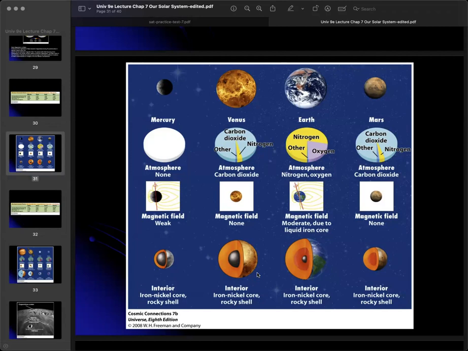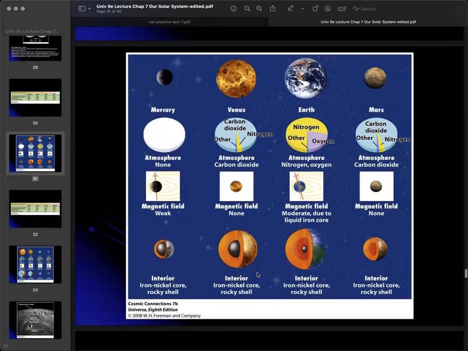What is interesting is Mercury's core is quite big compared to its overall size. Its mantle is quite small and the core is quite big. And the core is made up of iron. So much so that sometimes Mercury is called a ball of iron. As you can see, Mars doesn't have much of an iron core, and that is what leads to it having a smaller density.